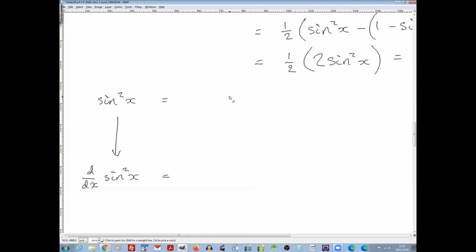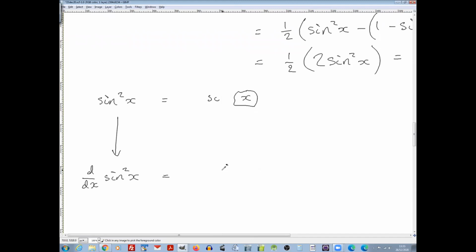Make x the blob. We found that having x as blob is fairly helpful. So we're just going to get 1. So how would that pan out? How would it help us? I mean, not much. We'd still have to decide how to differentiate sine squared of that. Okay, so that didn't really help us.